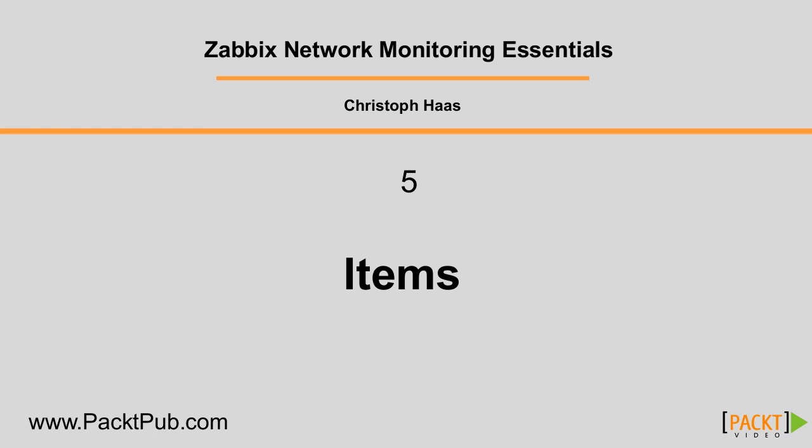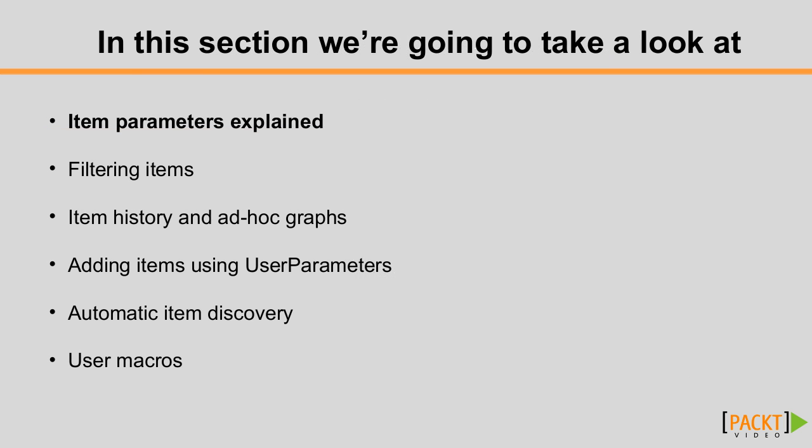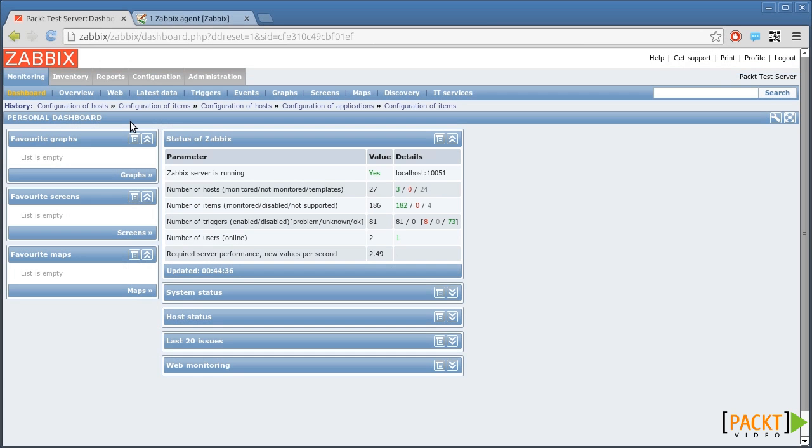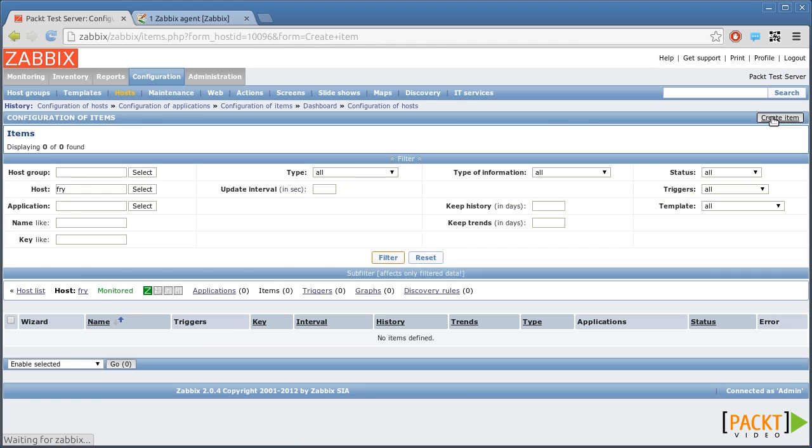In this section we will deal with items. Items are used to collect information from a computer by different means. Let's start by adding a new item to the server Fry. As an example, let's measure the number of processor context switches per second.